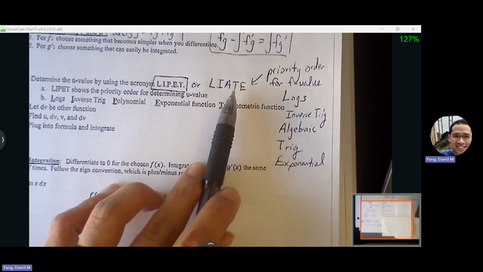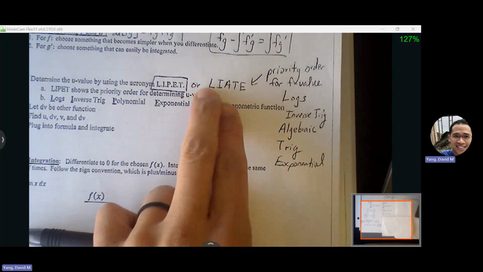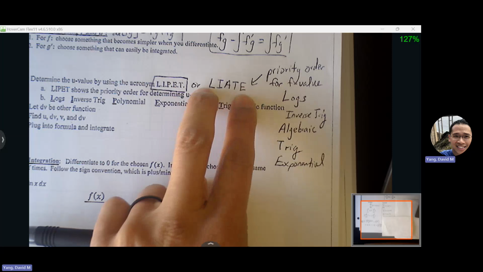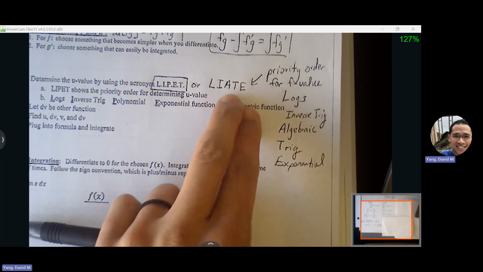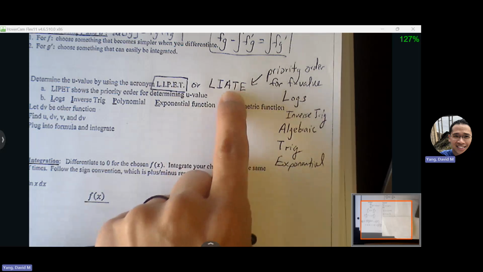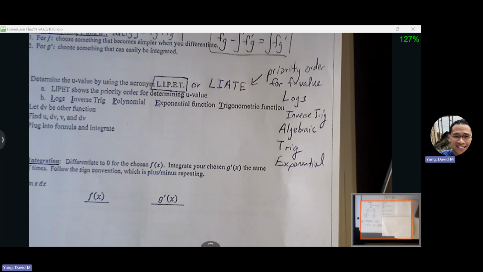So typically, these problems are going to be where logs are paired with algebraic, logs are paired with trig or exponential, or algebraic is paired with trig or algebraic is paired with exponential. Typically we're not going to see trig paired with exponential. Usually your problems will involve logs or algebraic. What about inverse trig? We're not going to see inverse trig.